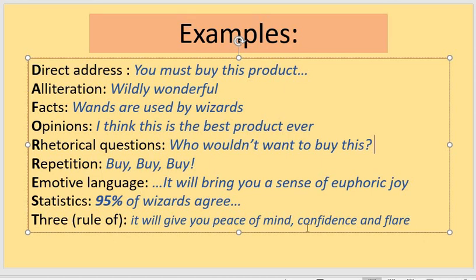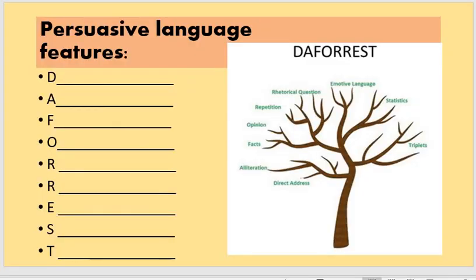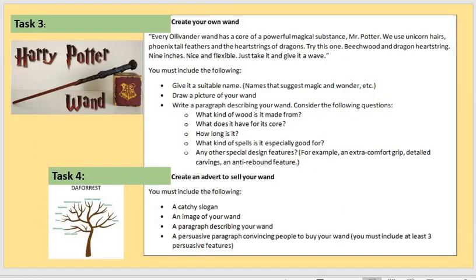So you're listing 3 things, which is the rule of 3 things that this wand will give to you that are all positive: peace of mind, confidence and flair. So you could flip it again and have some negative things. Not buying this wand will make you jealous, distraught and a rubbish wizard, for instance. Okay, so this slide here will help you with task number 4.